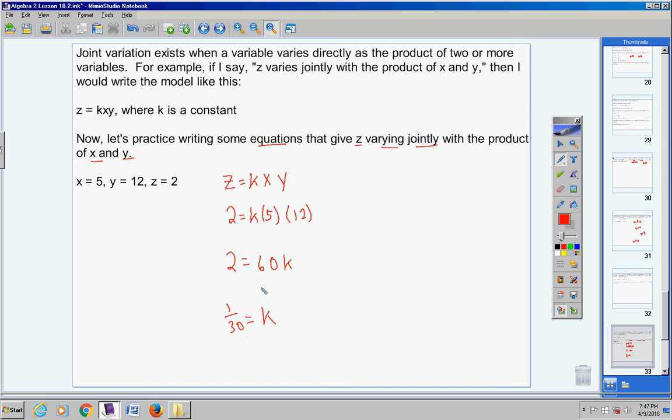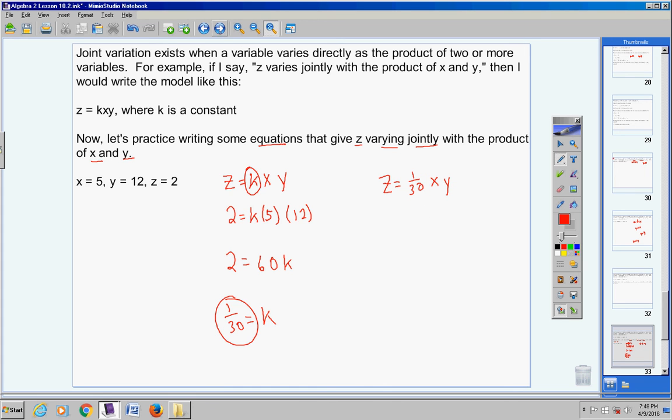For K, if you want to put a decimal, 1/30 is 0.033333. That's up to you. I'm going to leave my K like this. So now that I know what K is, I'm going to pick this up and put it in for K right here. So Z equals 1/30 XY. And that is your equation that gives Z varying jointly with X and Y.